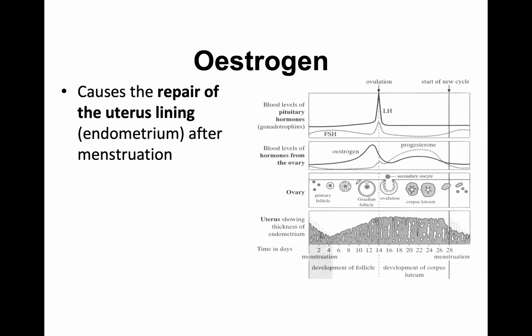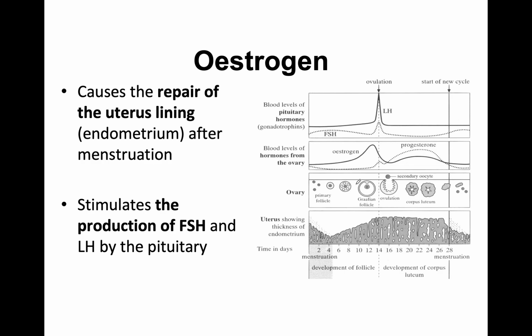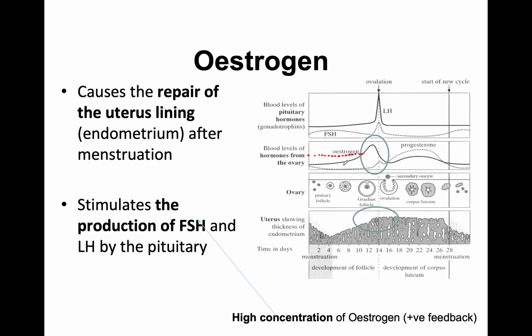Estrogen has the function of repairing the uterus lining, the endometrium, after menstruation. It also stimulates the production of FSH and LH by the pituitary, but it only does that when there is a high concentration of estrogen. So what we can see here is initially a low concentration of estrogen. We can imagine that this is sort of the threshold. A low concentration of estrogen will inhibit the FSH and the LH.